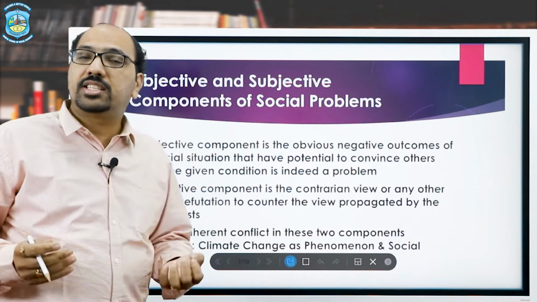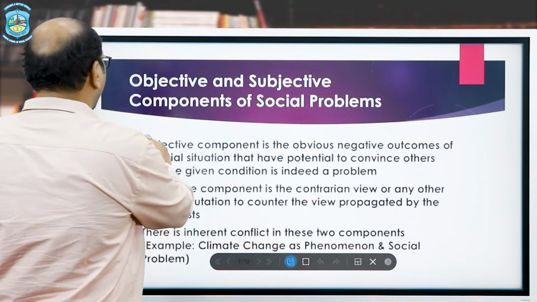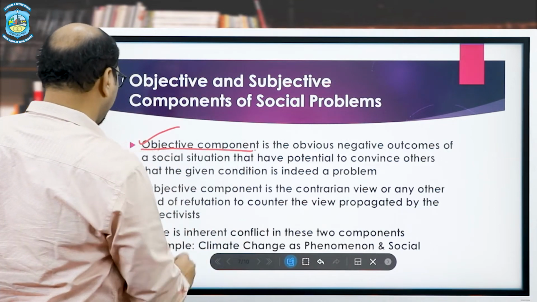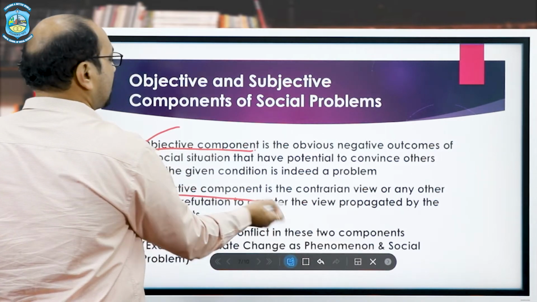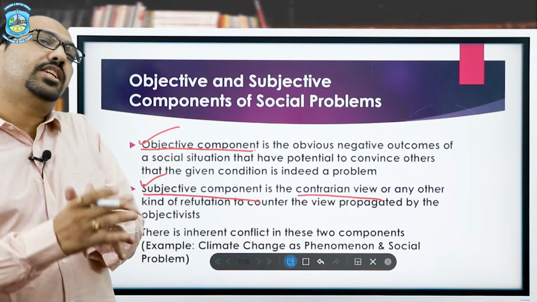Then the second thing is the subjective component. So, objective component and subjective component. Now the subjective component is the contrarian view. That means this is just the opposite view.